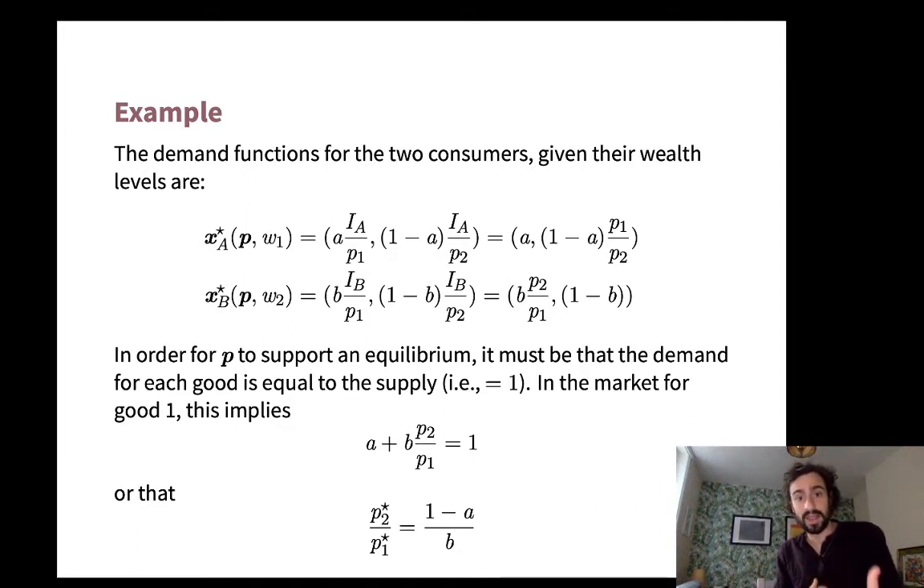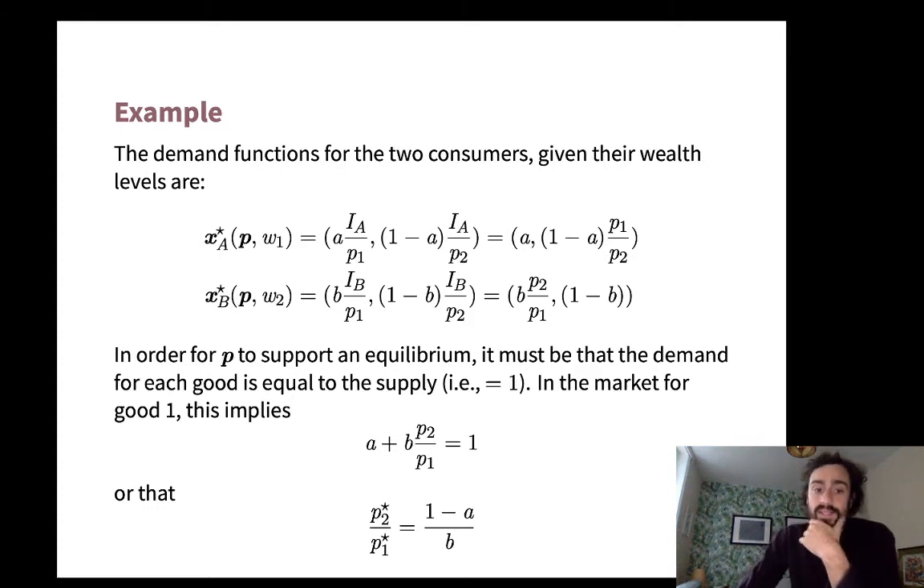The forces of demand exactly equal the forces of supply. The supply is the endowment and determines their wealth, and that determines the prices at which they make demands, which determines the wealth, and so on. So we can reduce this a little bit because I_A is equal to P1. So the demand from consumer A just becomes A in the first good market and (1 minus A) P1 over P2 in the second good market. And we can read off the same thing for consumer B.